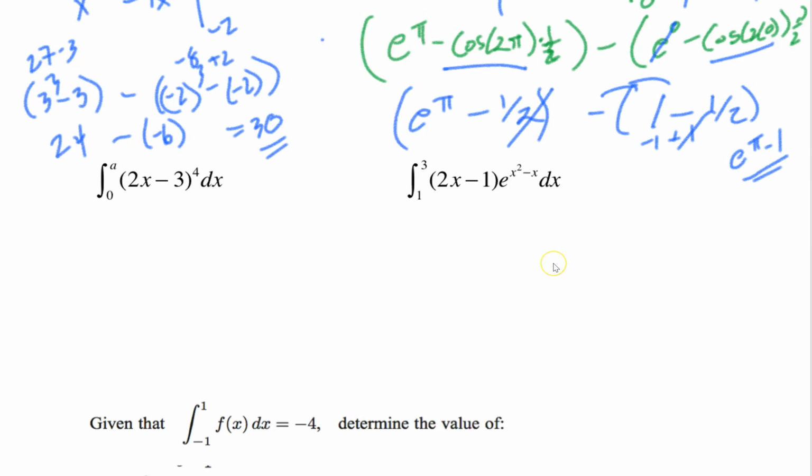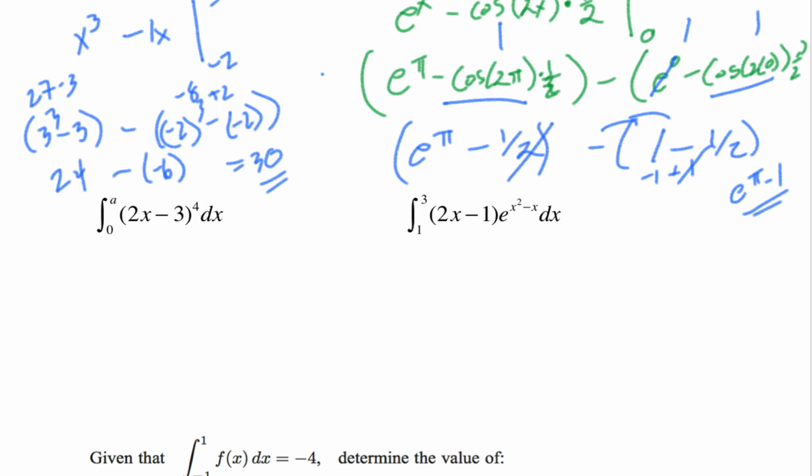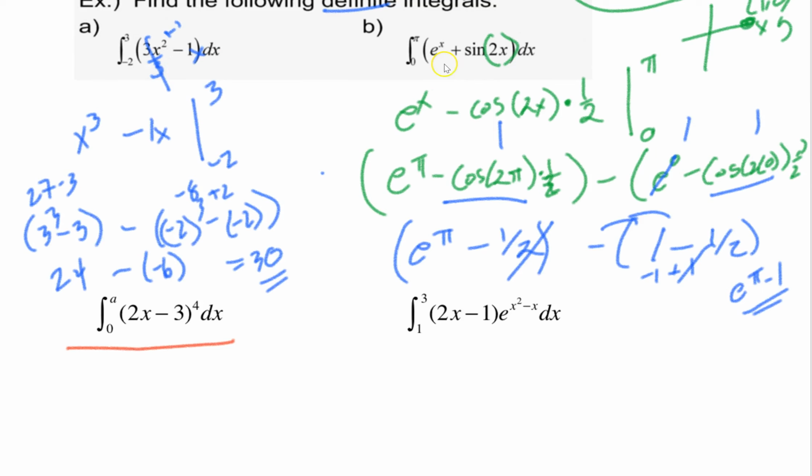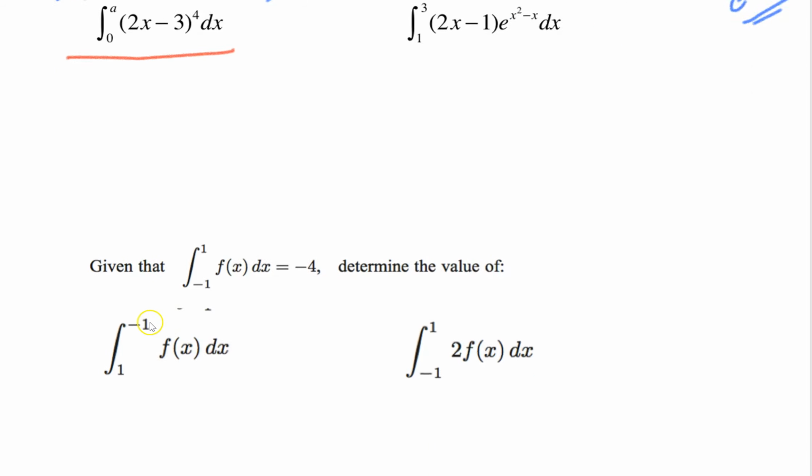But why don't we use our calculator all the time? Well, first, it might be on the non-calculator portion. And second, you might get something like this. I can't put that on my calculator, right? I can only put stuff like this and stuff like that on my calculator. Not stuff with the variable right there. So how do we do this one?